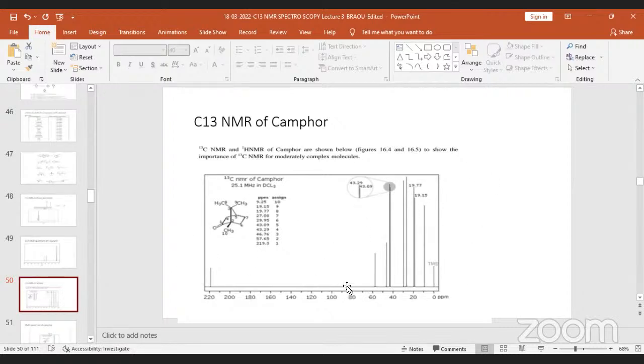Broadband decoupled C13 NMR. Here no multiplicities are given. All non-equivalent carbons are giving you singlets. 220, this is for what? This is for the ketonic carbonyl. See, ketonic carbonyl.